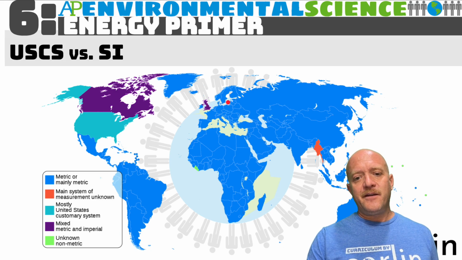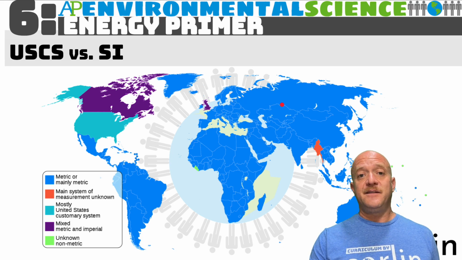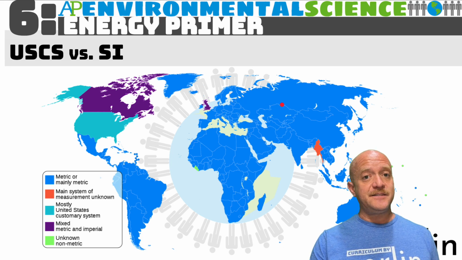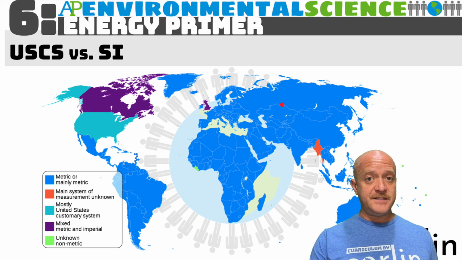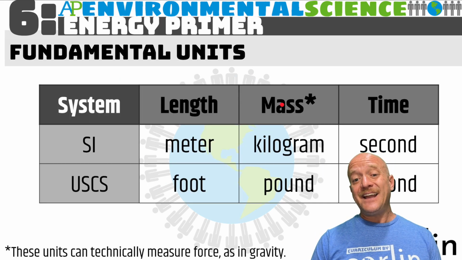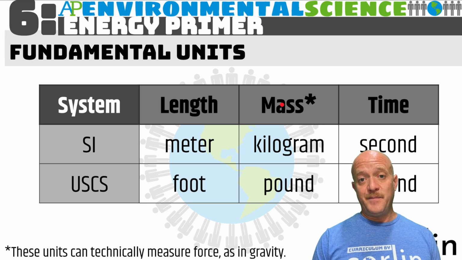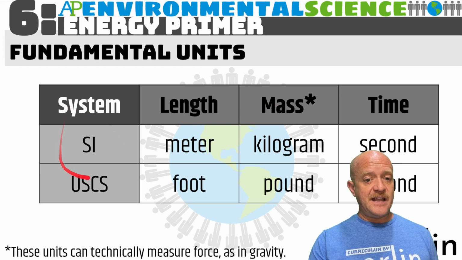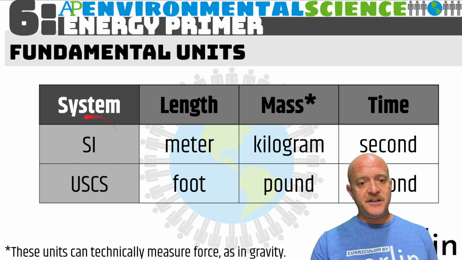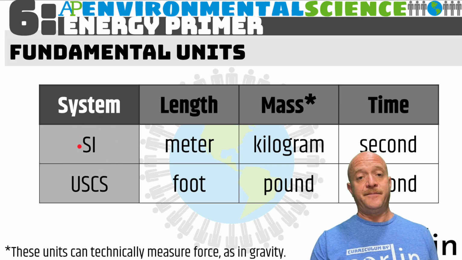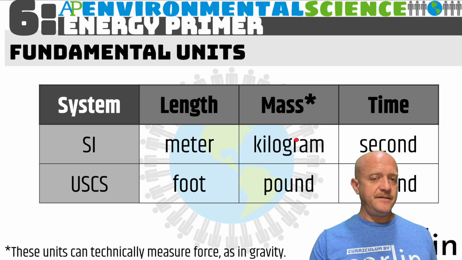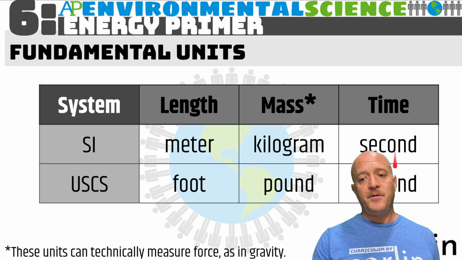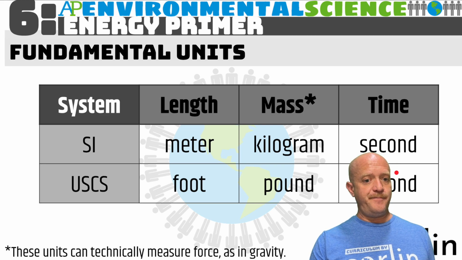Now, why does this matter? Well, most of the world uses the metric system. In the United States, in our everyday life, we predominantly use our own customary system. And in science, we also use the metric system, which is Système International, a French term, but it just means metric system. So the unit of length is the meter. For customary, we say feet. For mass, kilogram or pound. We both use seconds for time.